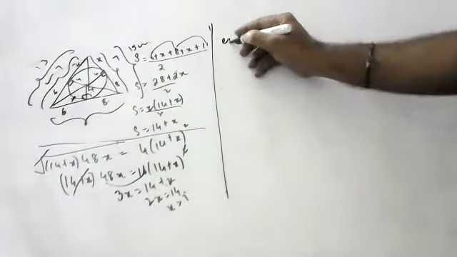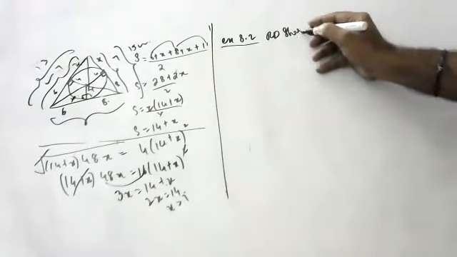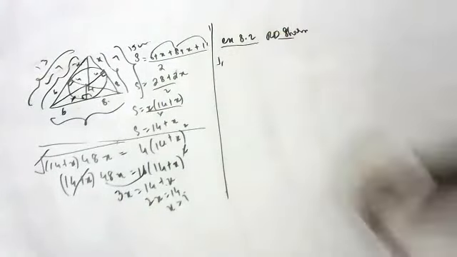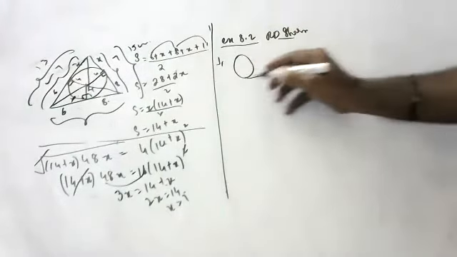So, exercise 8.2, I'm doing from Adi Sharma, children. All varieties will be covered in this. 20 questions we'll do, children. First question.